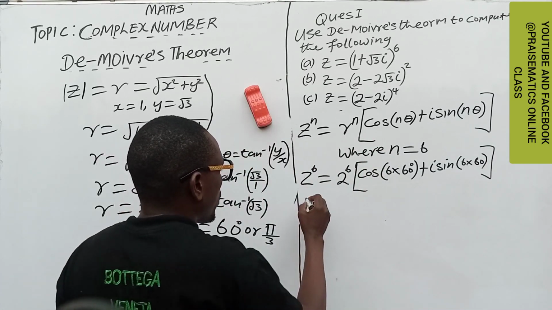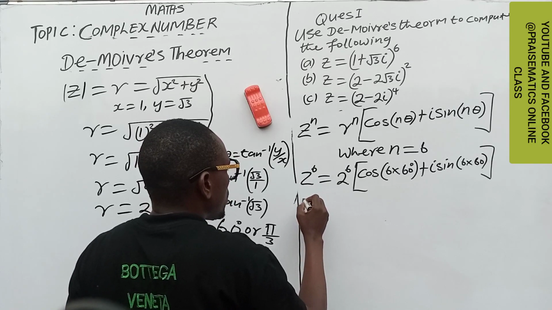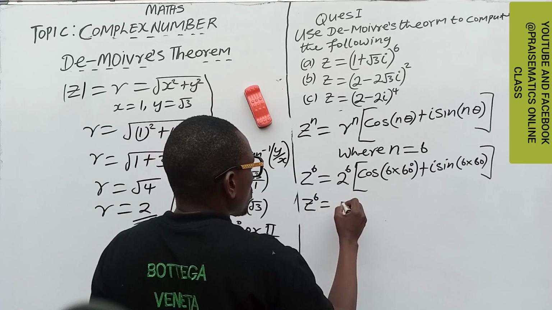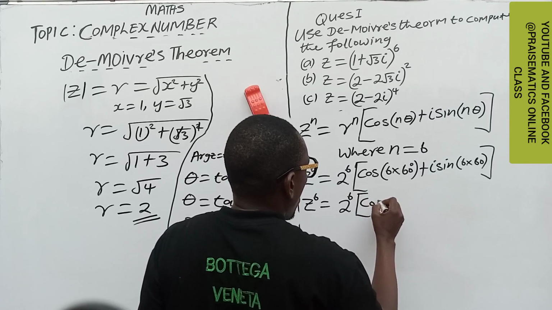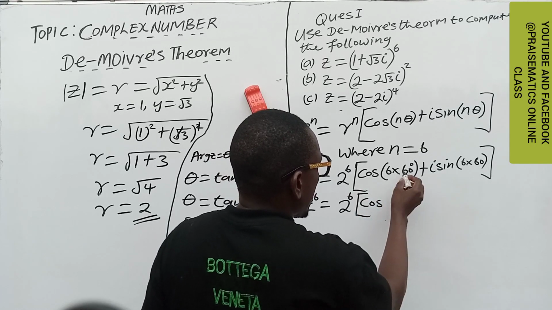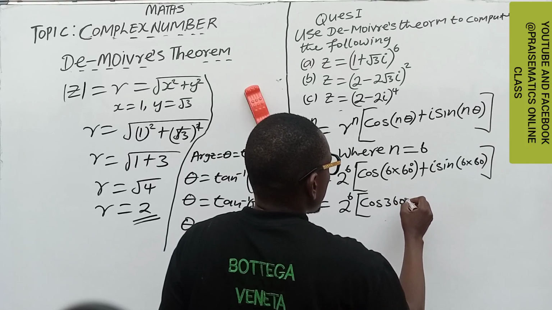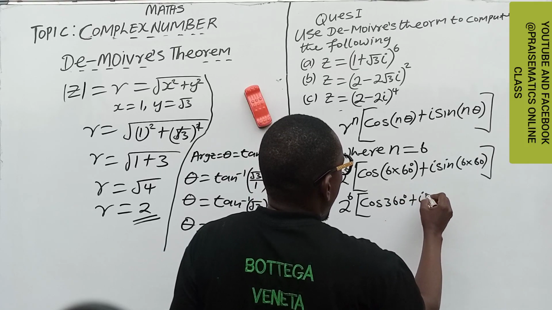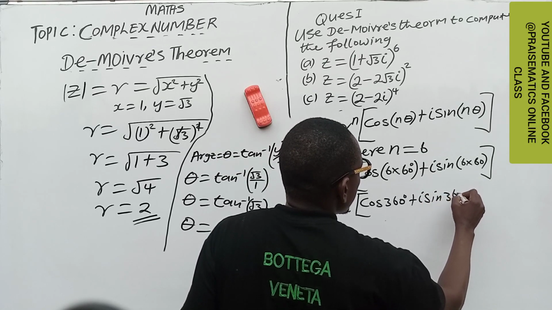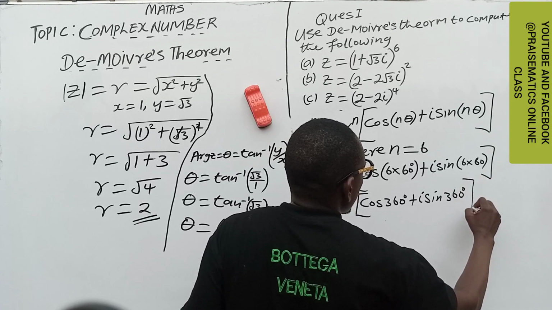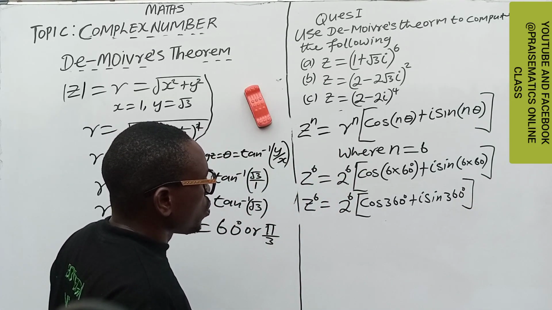What do we do again? We have z power 6 is equal to 2 raised to power 6 into cos, 6 times 60 will give us 360 degrees, plus i sine 360 degrees. Close it.